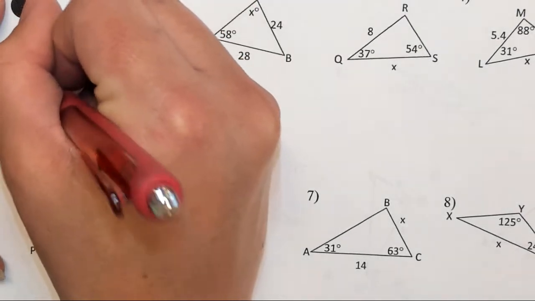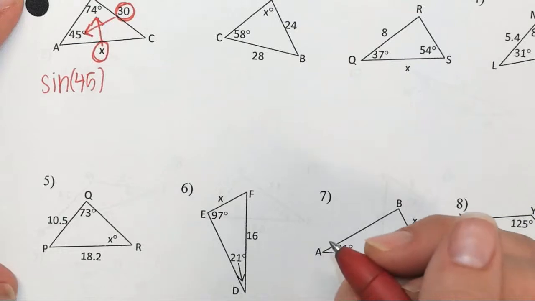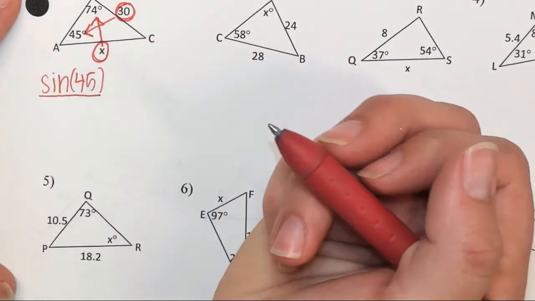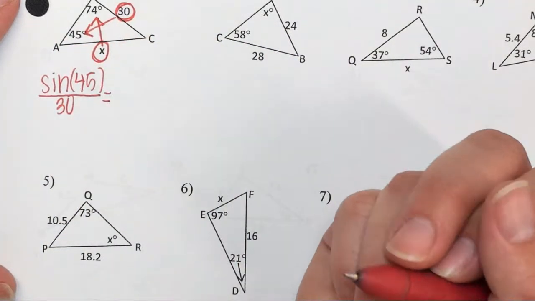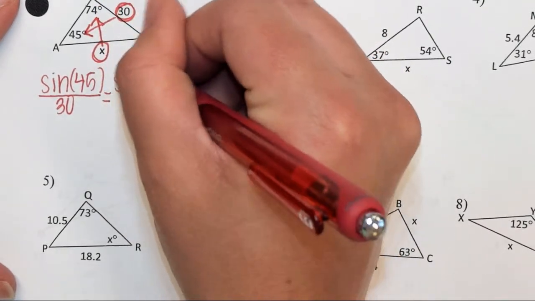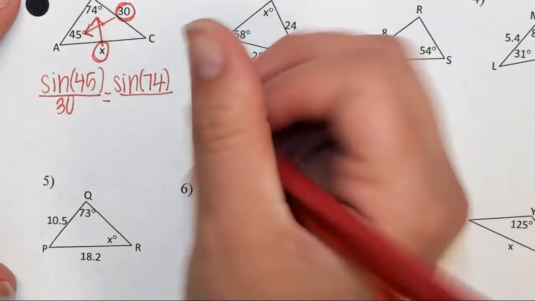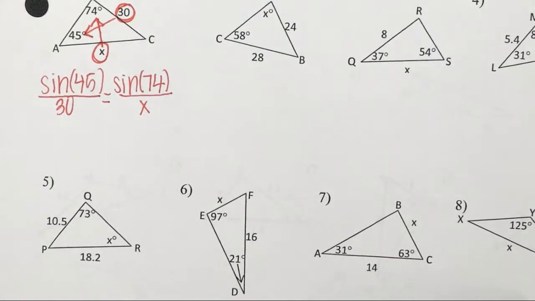I'll start with 45. So sine of 45. Its side always goes underneath it. So what goes underneath sine of 45? 30. Equals, what's the other angle we're using? Sine of 74 divided by, what's its side? X. So that's how you set it up. Now you just have to solve for x. That's it when it comes to setting up the equation.